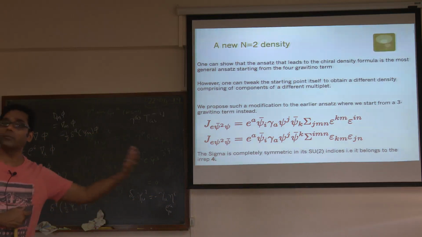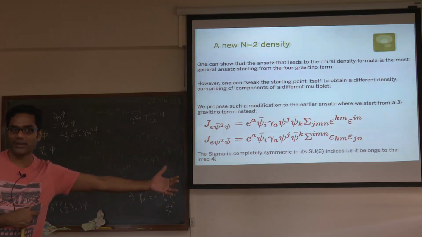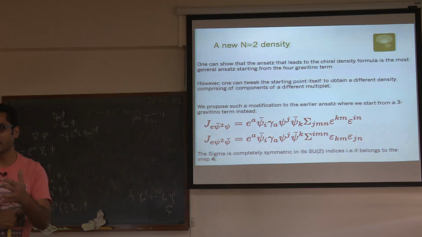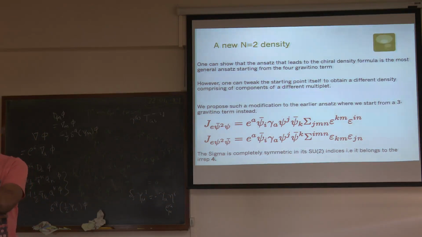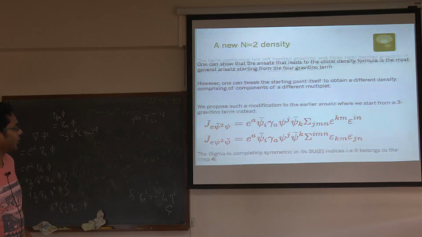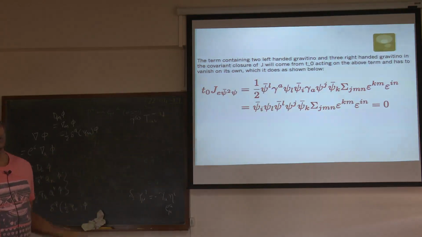It could have come from another higher order term which had a higher number of gravitinos, but that is not present in my answers. My answer starts from a term which has one Weyl bein and 3 gravitinos, 2 of them right-handed and 1 of them left-handed. So that has to cancel on its own. And indeed, what I am going to show is that that is actually identically cancelling.